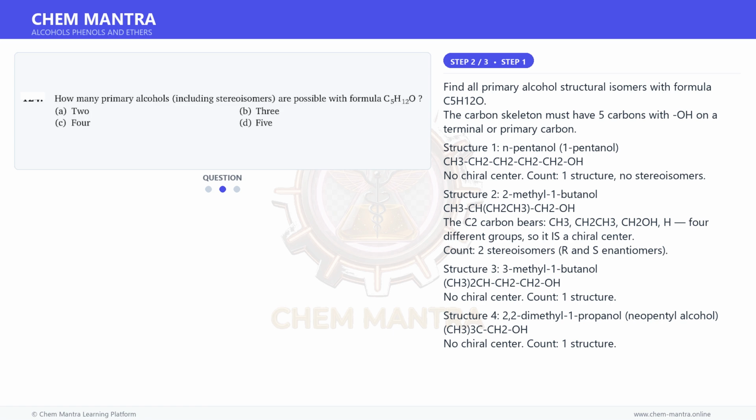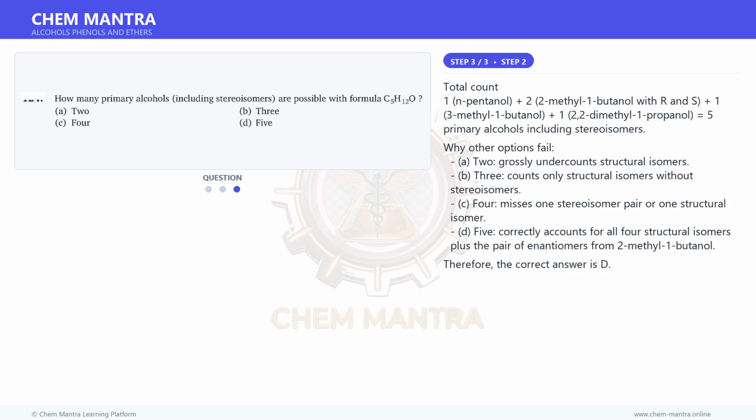Structure 3: 3-methyl-1-butanol, CH3 to CH, CH2, CH2OH. No chiral center. Count 1 structure. Structure 4: 2,2-dimethyl-1-propanol, neopentyl alcohol, CH3, 3C, CH2OH. No chiral center. Count 1 structure. And for the final step.